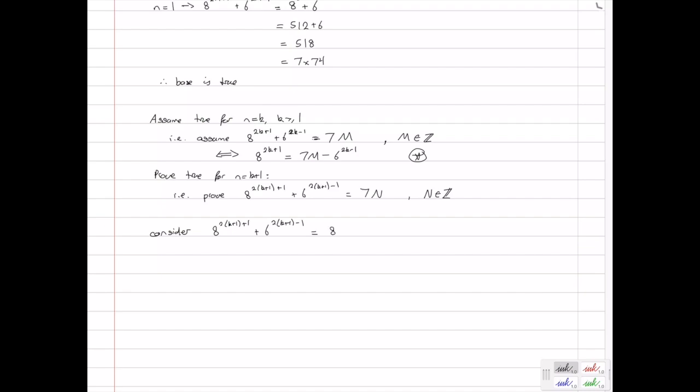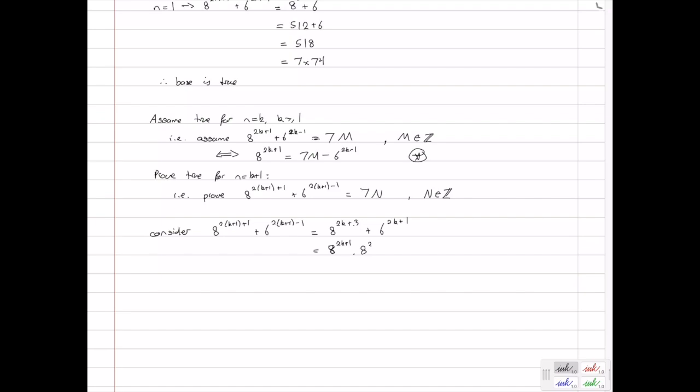So at the moment, if I expand the brackets out in the powers, I have 8 to the 2k plus 2 plus 1, which means it's plus 3, plus 6 to the power 2k plus 2 minus 1. So that's 2k plus 1. 2 minus 1 is plus 1. Now, I still don't have 8 to the 2k plus 1, but I can see that if I do a little bit of factoring here, or using our exponent laws, we can make this 8 to the 2k plus 1 times 8 squared.